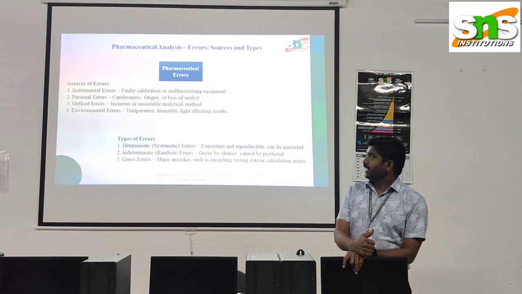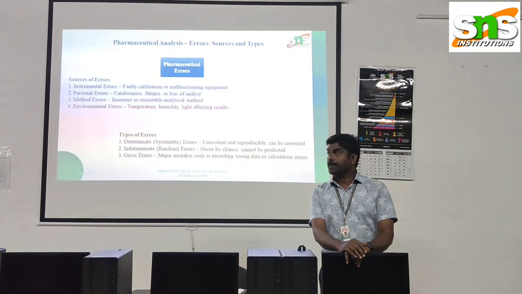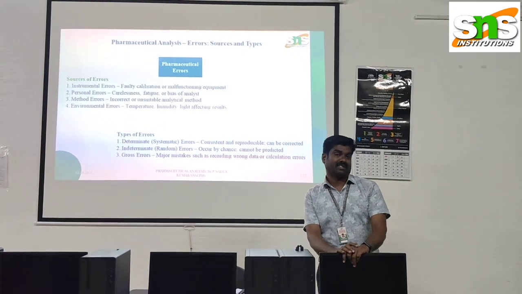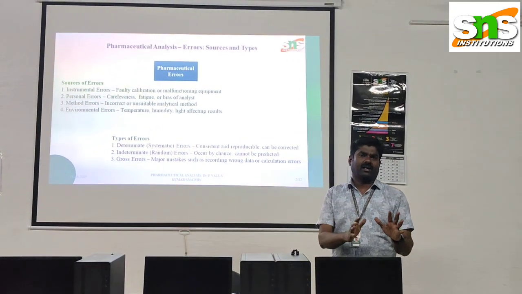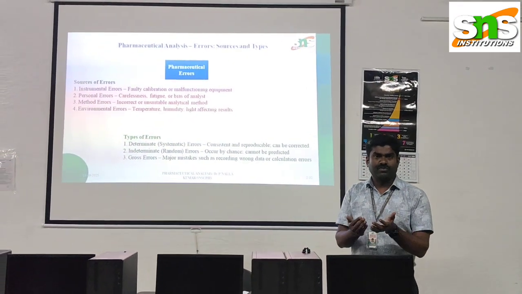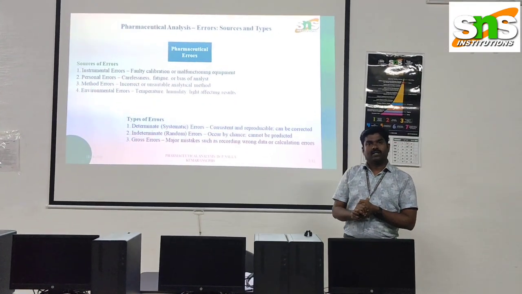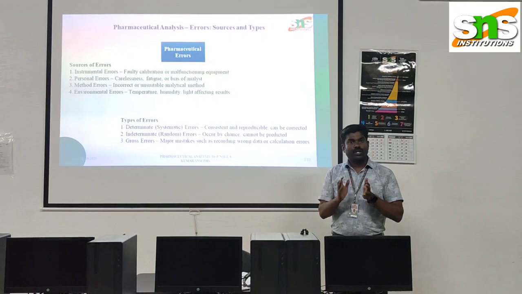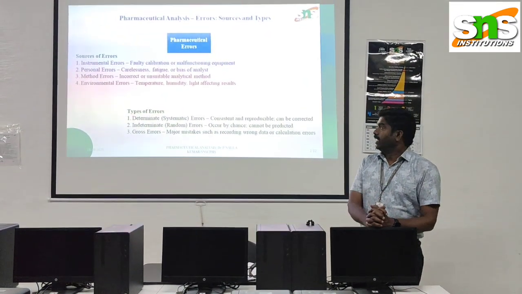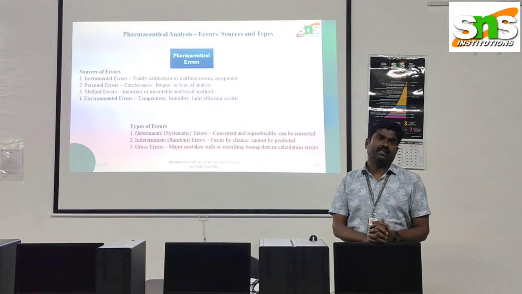The next one, environmental errors, always plays an important role. Temperature, humidity or light may affect your test result. The light does not directly affect your test result; it will affect your sample, solution or solvent. So we need to protect your solvent systems properly, and after making suitable dilutions, we need to preserve all the sample solutions properly. Humidity is very important, and the AC, air conditioner, is also very important.